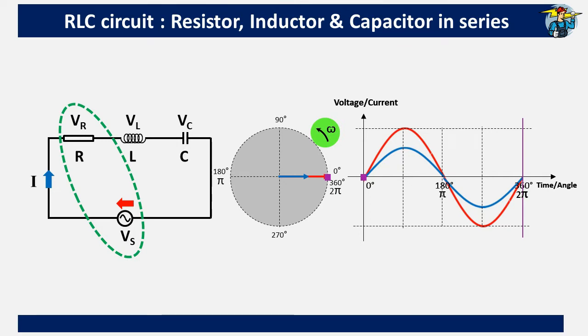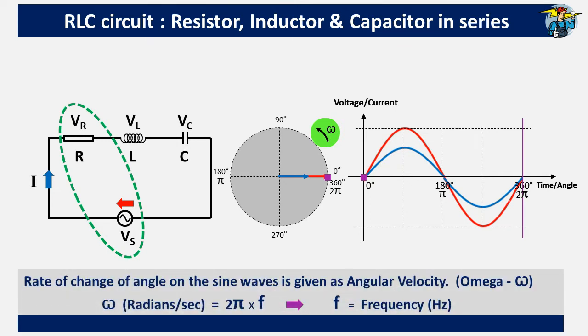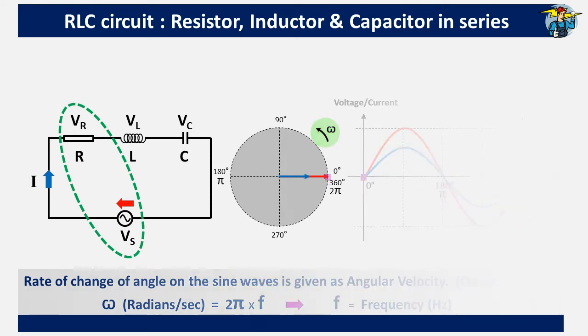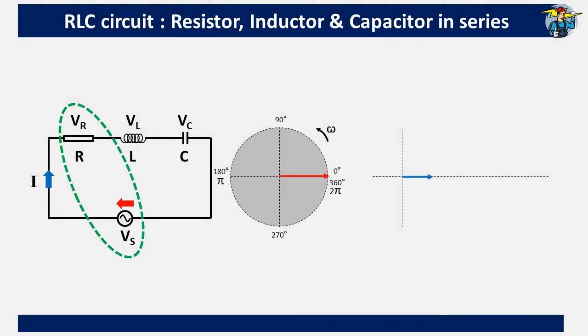Rate of change of angle on the sine waves is given as angular velocity denoted by omega. Omega is equal to 2π multiplied by f. 2π is the full circle of 360 degrees, converted to radians. f is the frequency of the supplied voltage measured in hertz. This equation is required when calculating inductance and capacitance later here. Let's take current and the voltage onto a graph, where both are in the same direction on the horizontal x-axis.